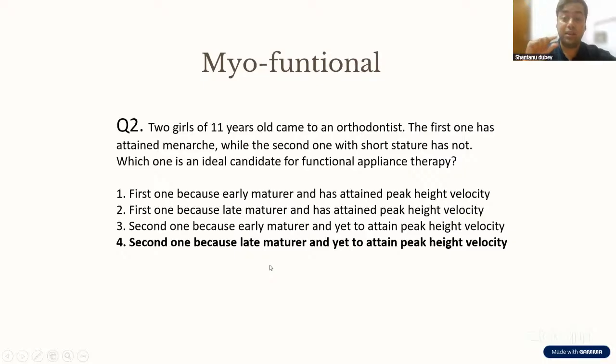So the growth spurt is yet to be achieved. We are yet to enter the growth spurt, and peak height velocity has also not been attained. Now we can give a myofunctional appliance. The moment she achieves the peak height velocity, we will see a good amount of mandibular growth. So this patient automatically becomes the best patient for the myofunctional appliance.